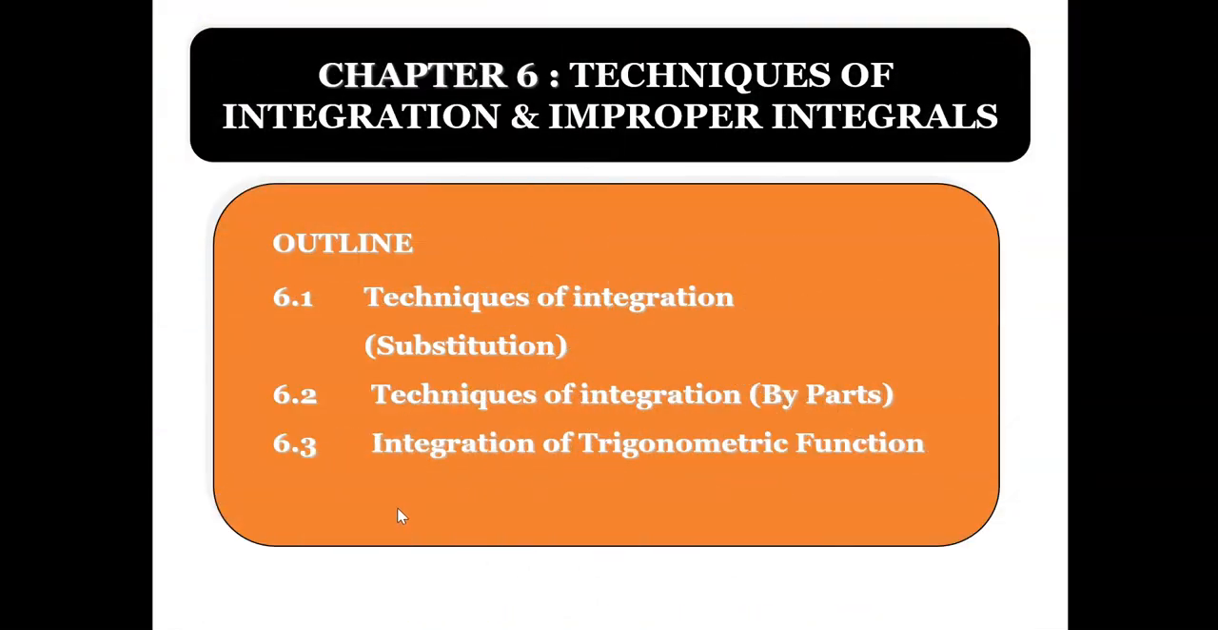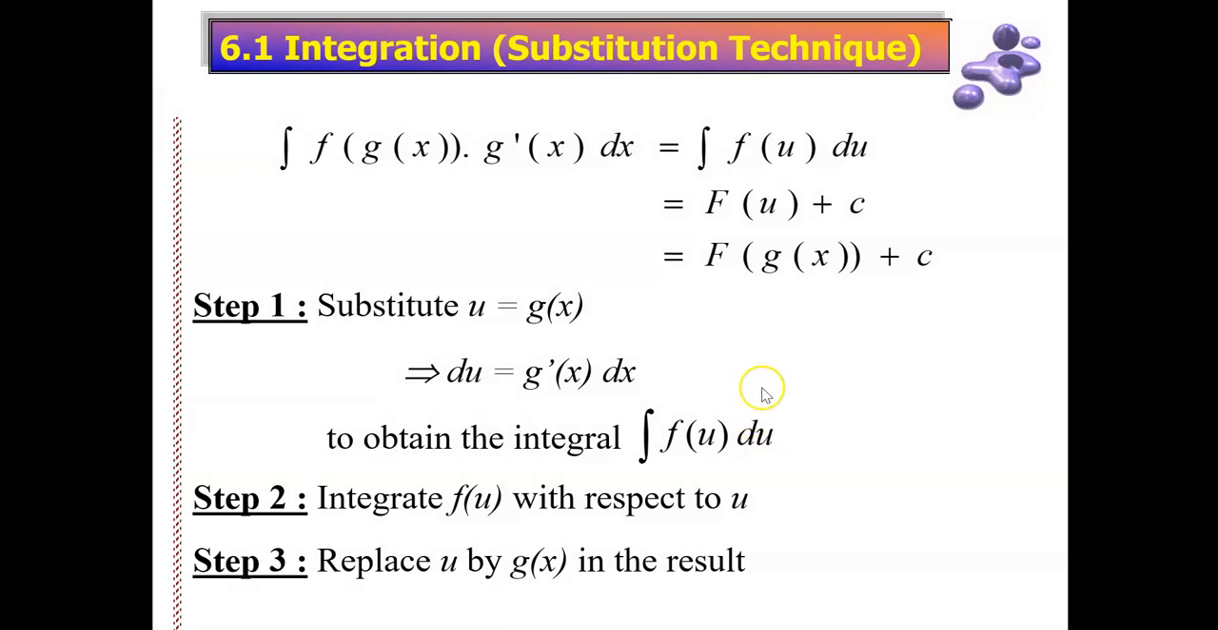So let's see. This is the outline of chapter 6. We have three main subtopics. The first one is techniques of integration using substitution. The second one is using the by-parts technique. And the third one is integration of trigonometric functions. So for today, I'm gonna explain only these two parts, and the trigonometric functions I'm going to explain next week.